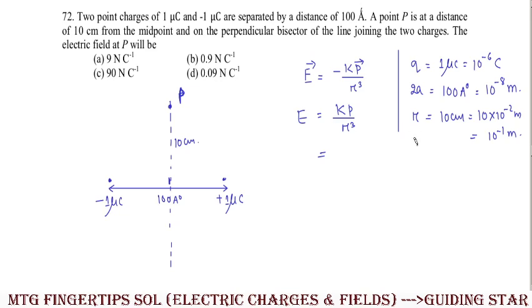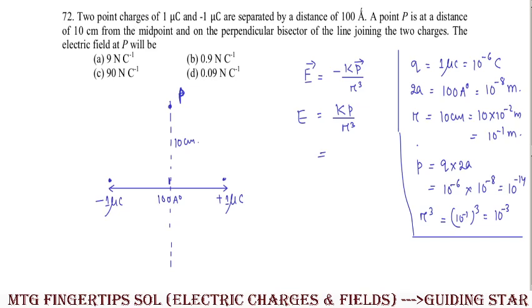So finally, what is the dipole moment over here? The dipole moment will be simply q into 2a. q is 10 to the power minus 6, 2a is 10 to the power minus 8, so it will be 10 to the power minus 14. Here is the dipole moment. And r cubed will be 10 to the power minus 1 cubed, so it will be 10 to the power minus 3. Clear? So these are the values, and now we substitute all of them.